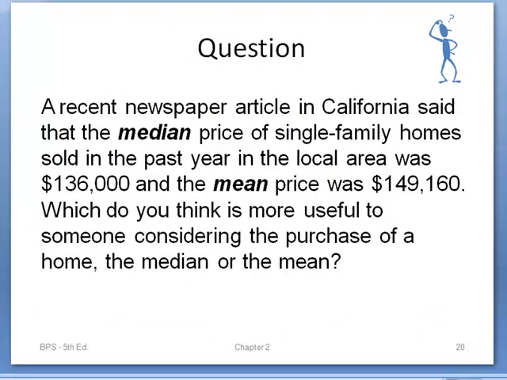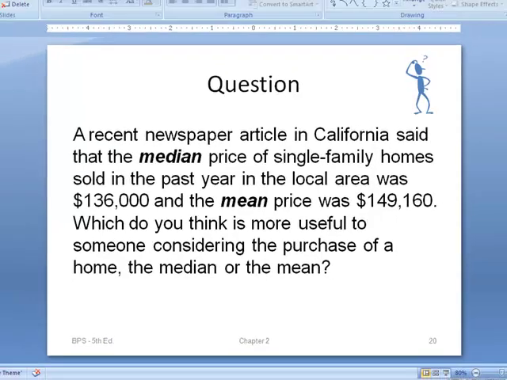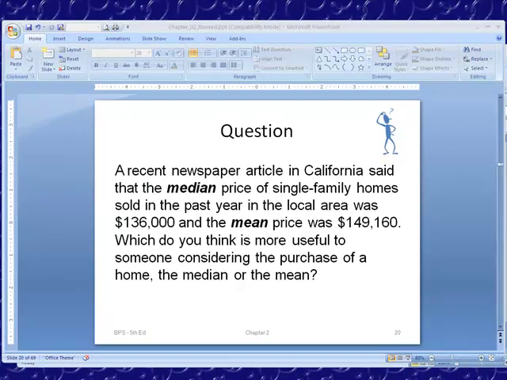Now here's a question. A recent newspaper article in California said that the median price of single-family homes sold in the past year in the local area was $136,000, and the mean price was $149,160. Which do you think is the more useful to someone considering the purchase of a home, the median or the mean? And I would like you guys to go to the discussion board and post what you think would be the more useful for someone considering to purchase a home.